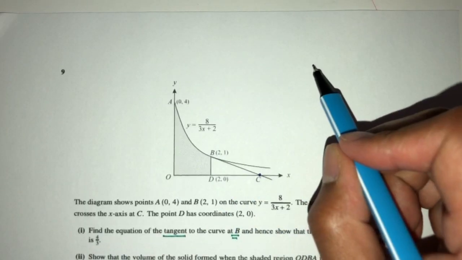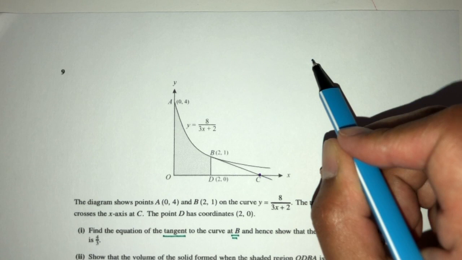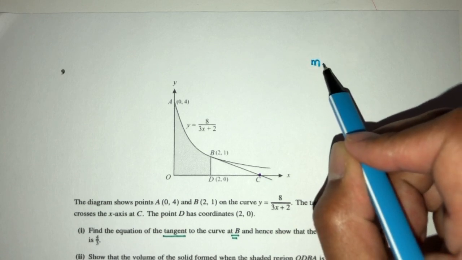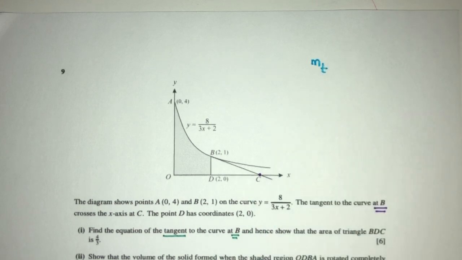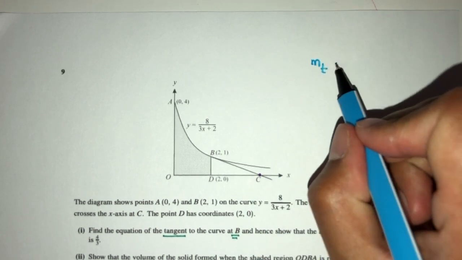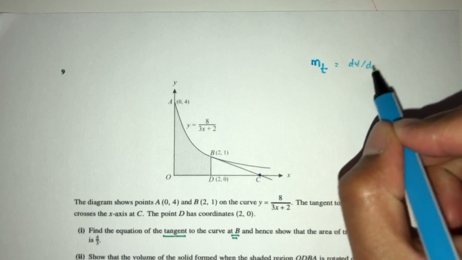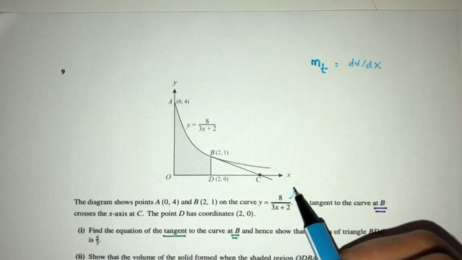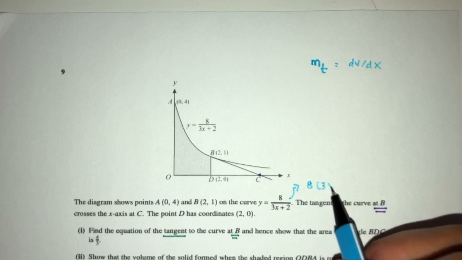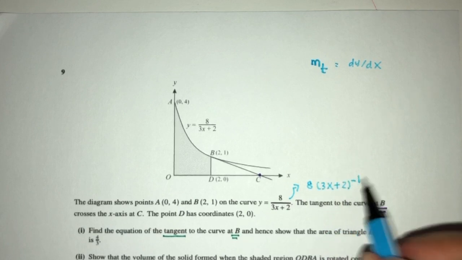So now again, tangent is a straight line. So to find the equation of a straight line, you must first find the gradient of the straight line, which is the gradient of the tangent. Now we understand that the gradient of the tangent is the same thing as dy by dx. Now why is this? We can also rewrite this as 8 times (3x plus 2) to the power minus 1.